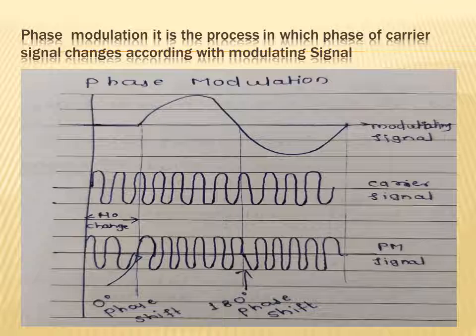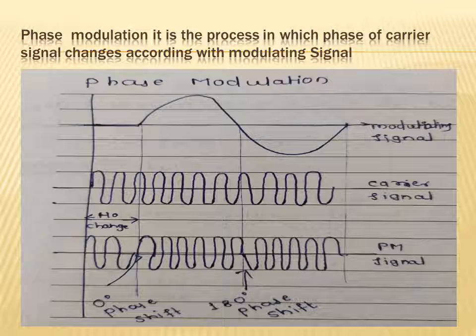In phase modulation, which two parameters are constant? Amplitude and frequency remain constant in phase modulation. And which parameter changes? The phase of the carrier signal changes.